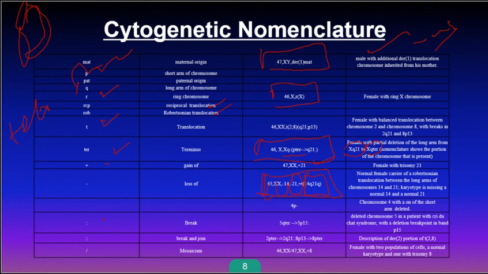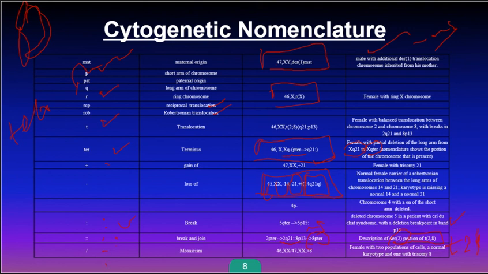Next is this sign, which shows a break. The 5p15 to 5pter explanation is a deleted chromosome 5 in a patient with Cri-du-Chat syndrome, which I already told you about, with a deletion breakpoint in band p15. Next thing is break and join. 2p terminal and then the explanation given is 2q21, break and join, 8p13 and 8p terminal. This is the description of derivative 2, where a translocation occurs between chromosomes 2 and 8.